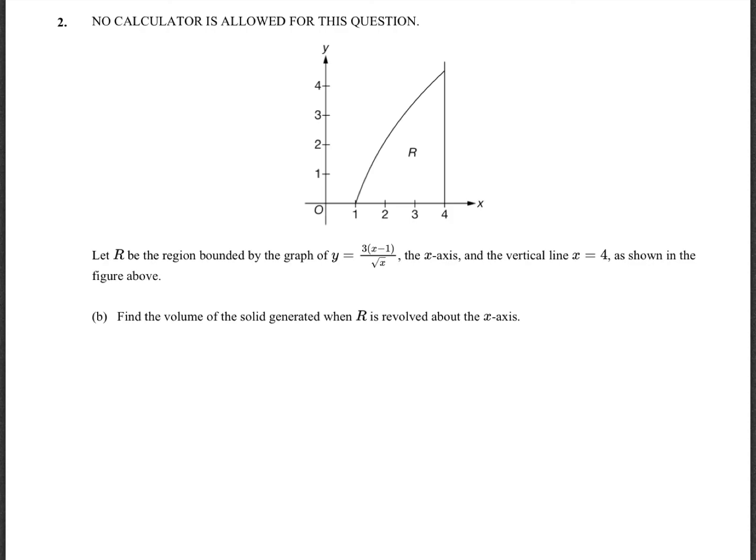Okay, the last part they say, find the volume of the solid generated when R is revolved around the x-axis. Okay, so revolving around the x-axis, so everything's going to be in terms of x. We're going to have a pi r squared in our integral. And the r, so this is the radius that we're revolving around the x-axis. I'll draw a little line like that.